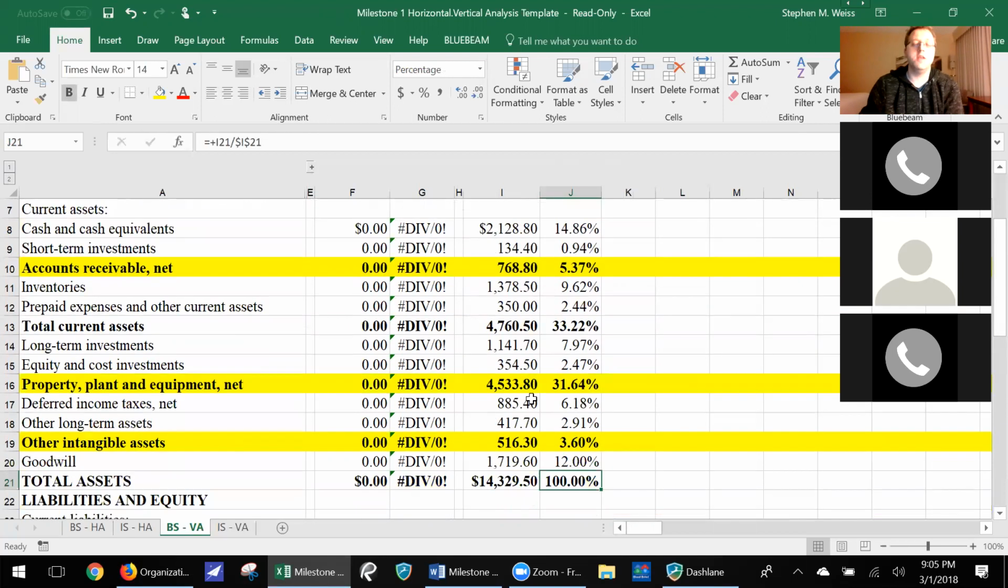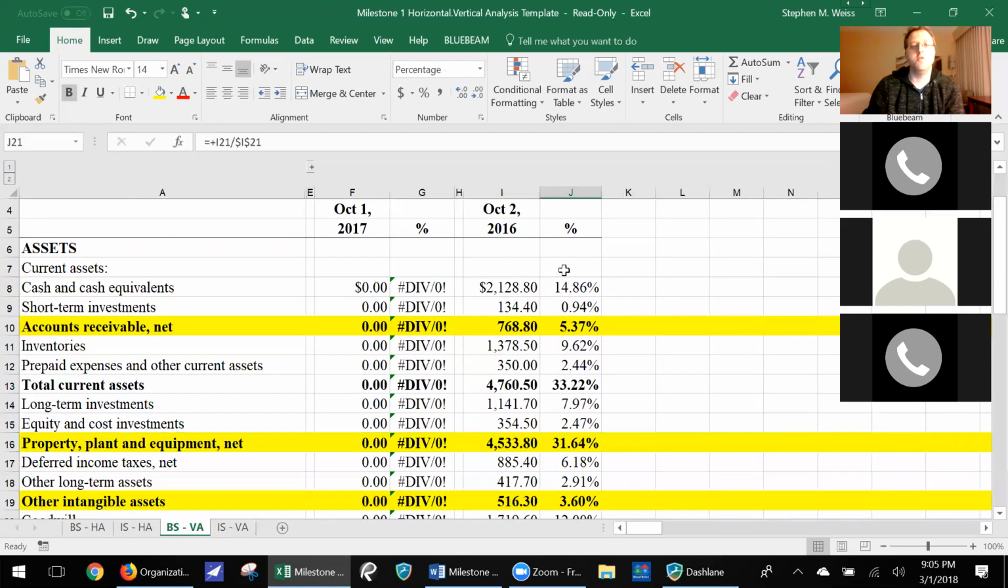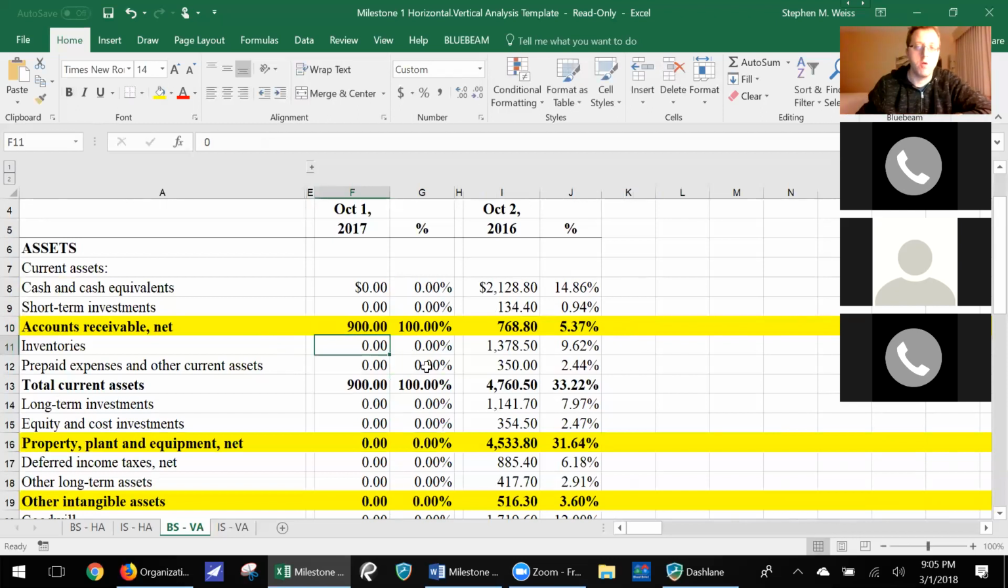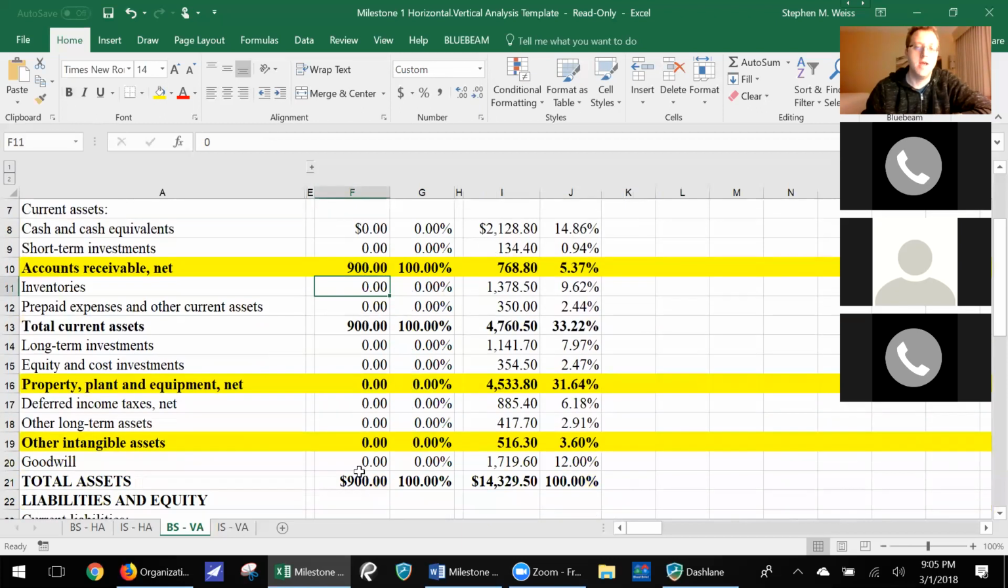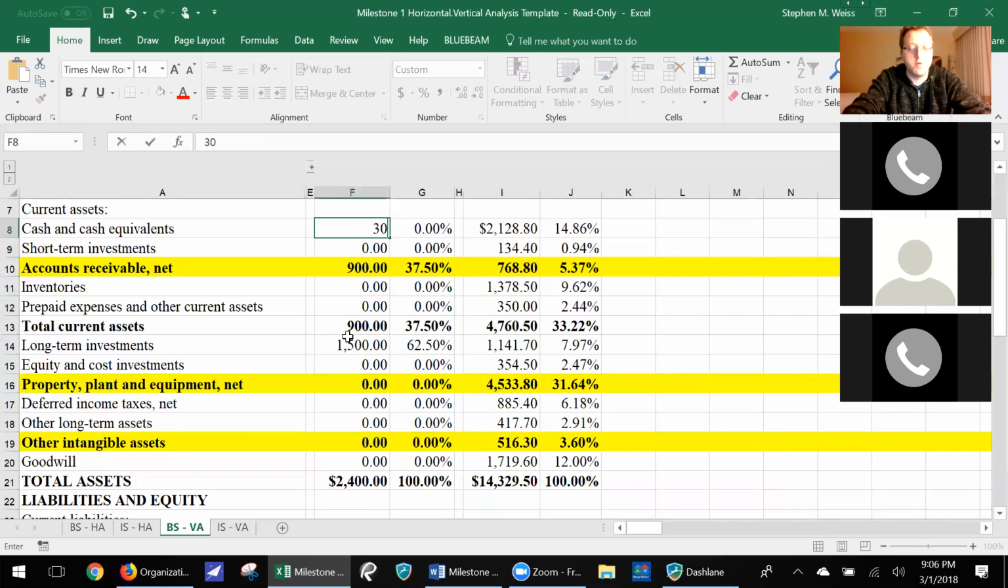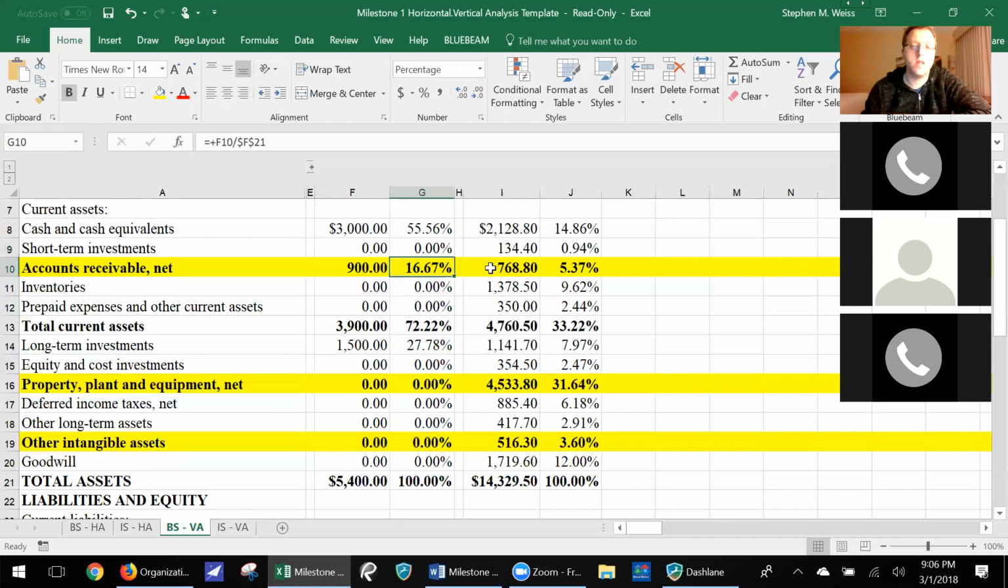Okay, so really the whole idea about the vertical analysis is to say, okay, in 2016, accounts receivable accounted for 5.37% of total assets. Let's just make up a number here and say 900. Okay, now right now, 900 is 100% because that's what your total assets equal. Let's put another asset figure in there. Let's put long-term assets at 1,500. Let's put cash at $3,000. So what happens here is that you have a difference here. You have accounts receivable as a percentage of total assets has increased to 16.67% from 5.37% in the prior year.